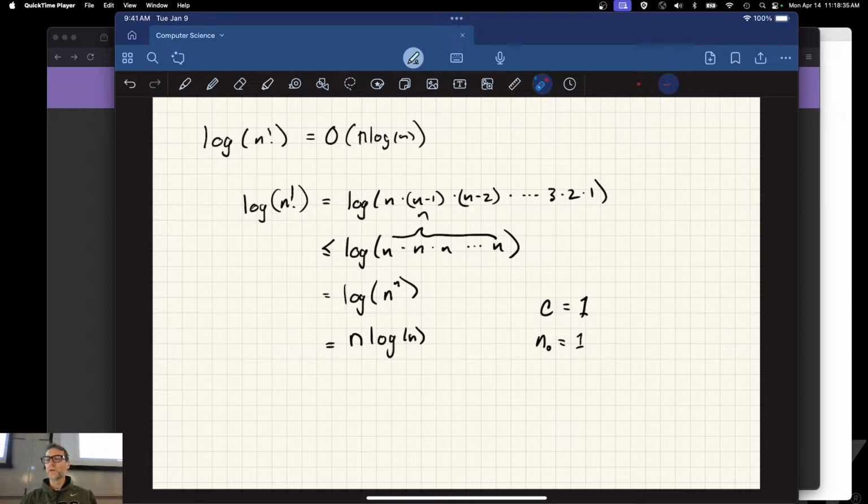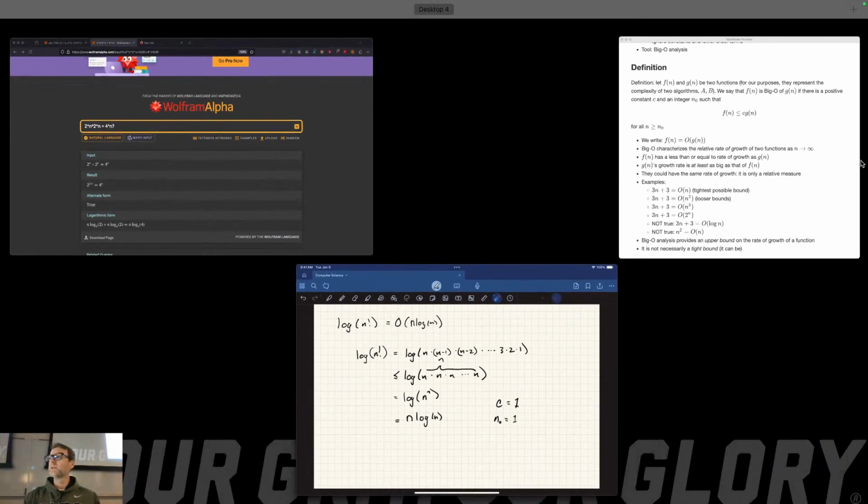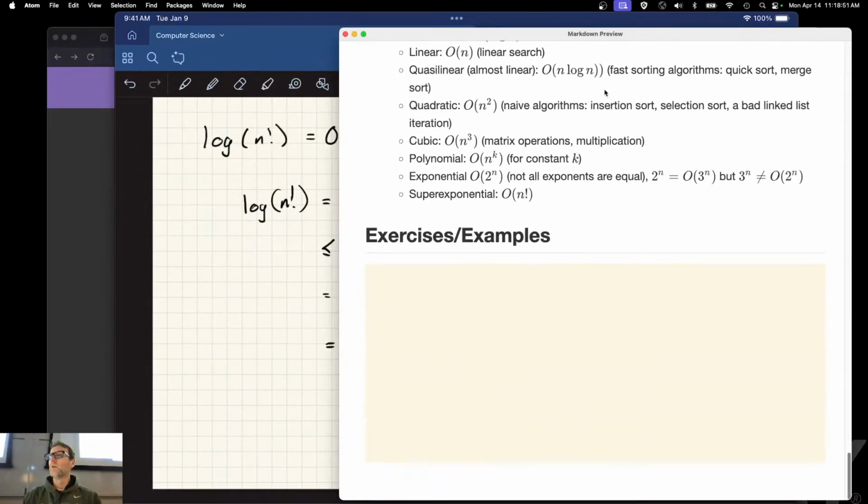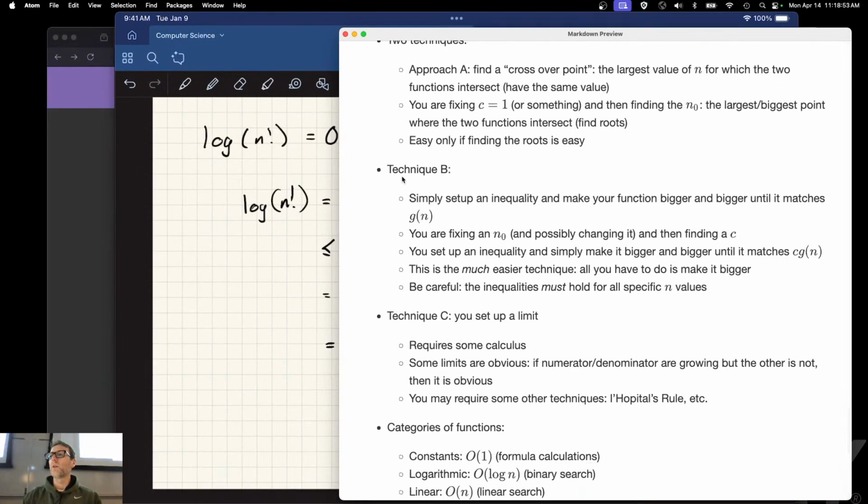By the way, what about the other way around? You can show it using Stirling's formula, but we're not going to get into Stirling's formula. All right, so several examples. You just need to have some reasonable practice at doing this stuff. But otherwise, once again, 3 different techniques. The one that I would say you should go with if you ever need to is technique B here, because it is the easiest. Just make it bigger and bigger and bigger.